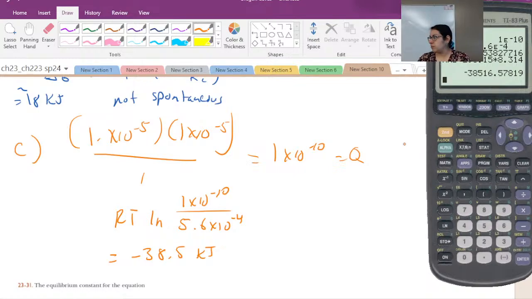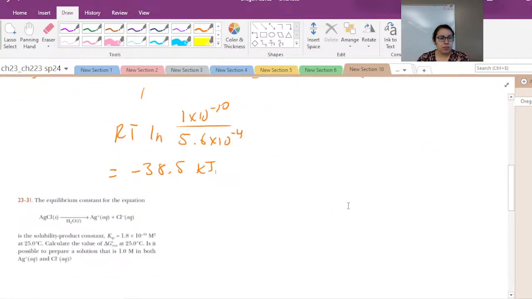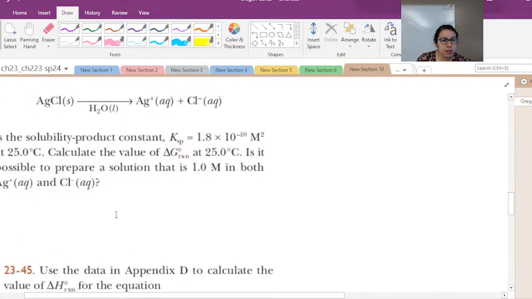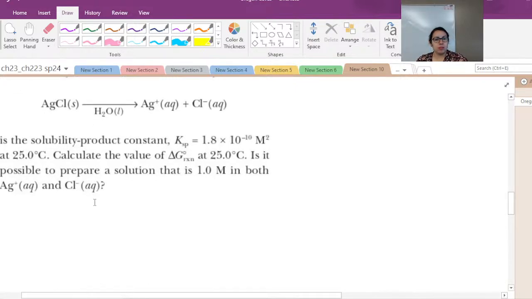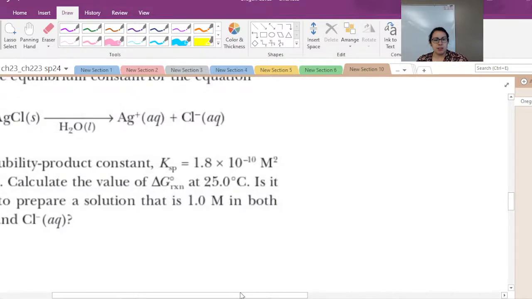Questions about that one? All right, let's try another one. So similar. Now we're relating our solubility product constant. This one is negative 10. Here, I'll zoom in.